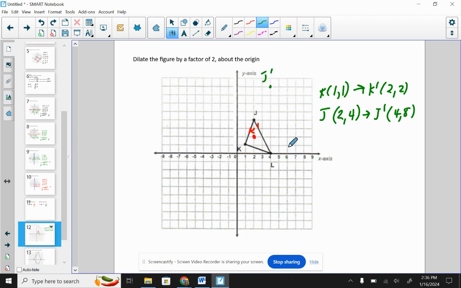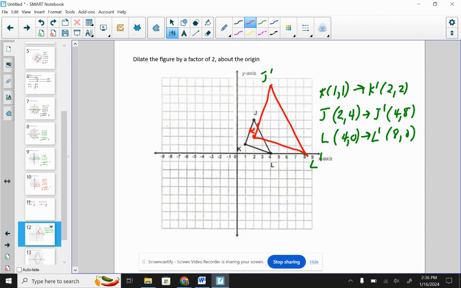And my original L was 4, 0. When I dilate that, 4 times 2 is 8, and 0 times 2 is 0. So it stays at 0, but it's going to be here. I have a combination of red and green, that's okay. My new shape is going to look like this.